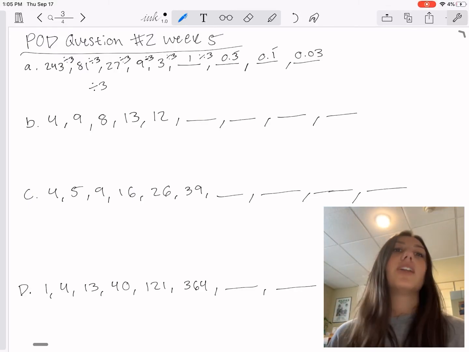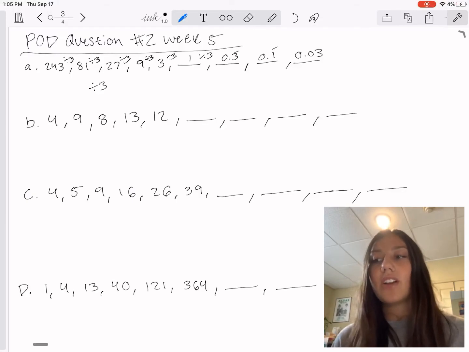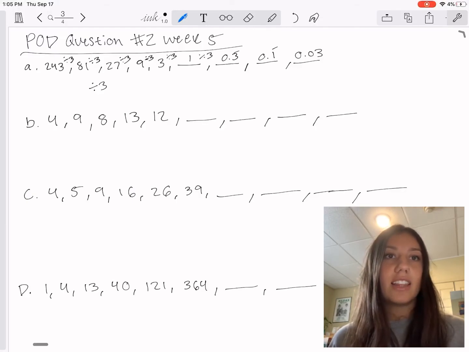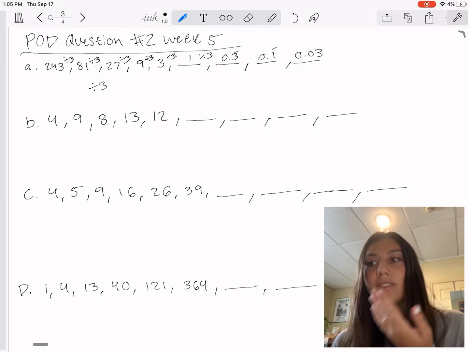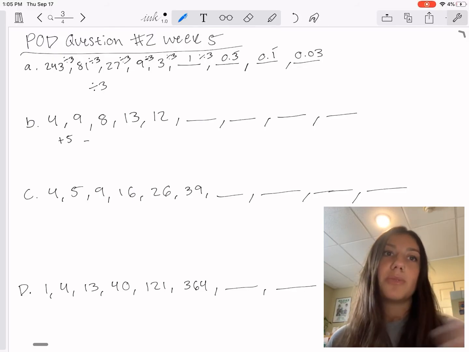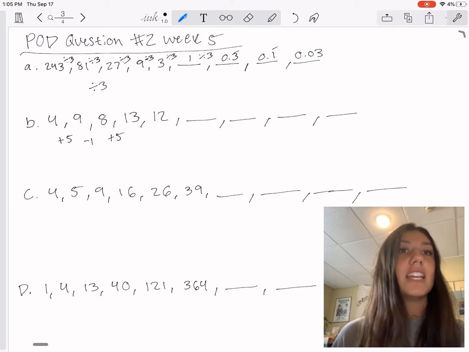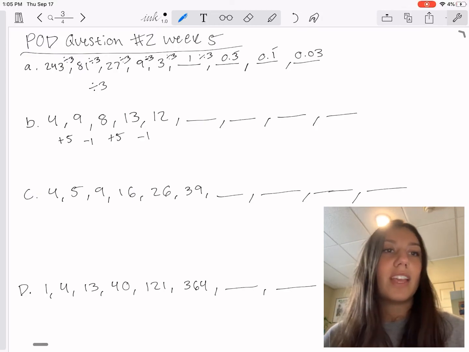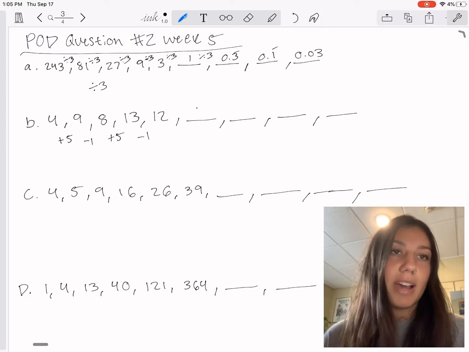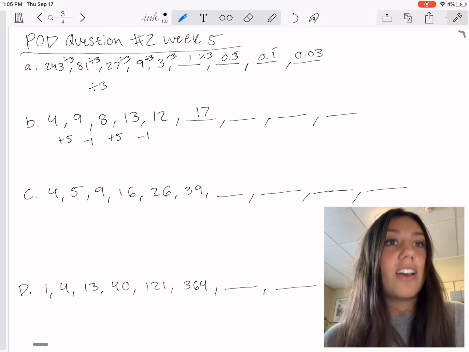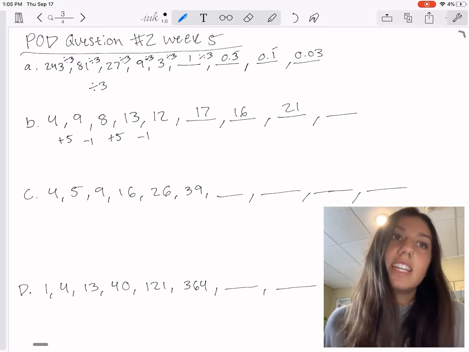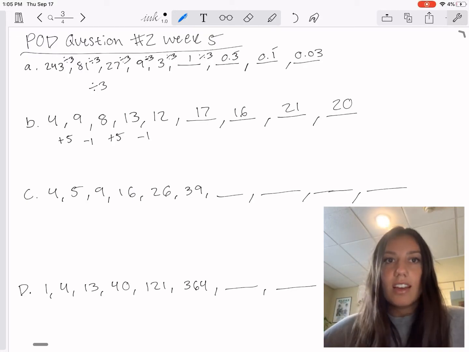And then for letter B, I wrote down all the differences I saw in the pattern, and I did 4 plus 5 is 9, 9 minus 1 is 8, 8 plus 5 is 13, 13 minus 1 is 12. So obviously that was the pattern, and so I kept going with the other numbers, 12 plus 5, 17, and so on.